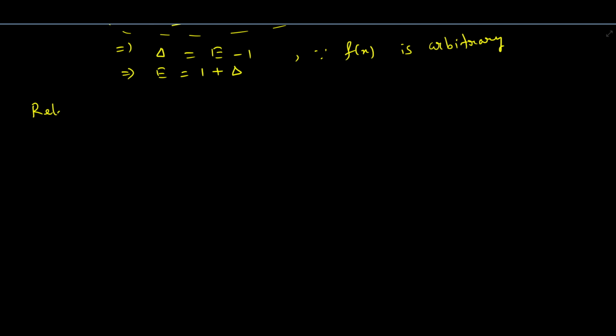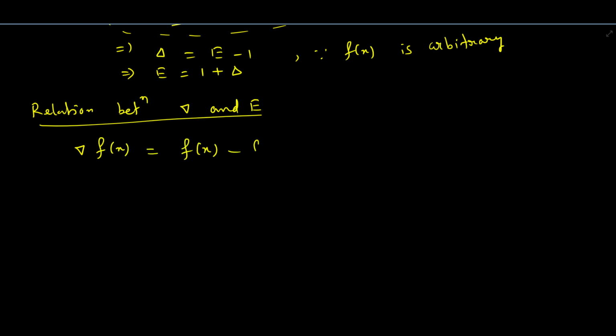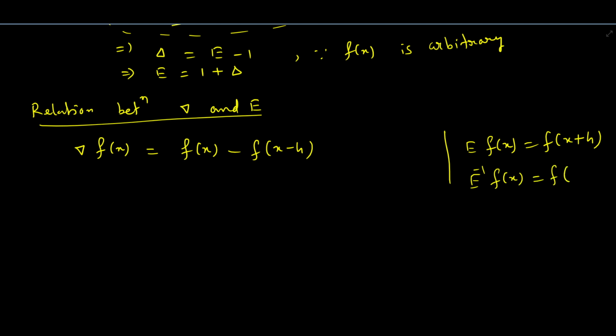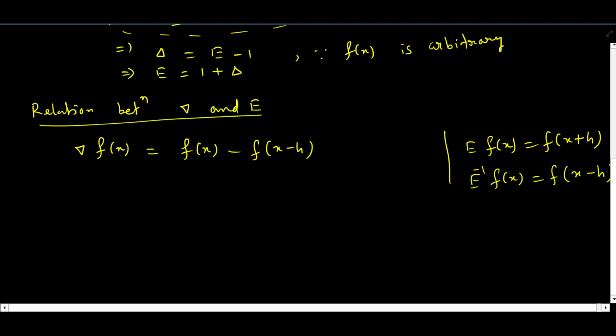Now suppose a relation between nabla and E. So let us try to establish a relation between nabla and E. What is nabla f of x? Nabla f of x is f of x minus f of x minus h. You already know that E f of x is f of x plus h. Then what is E to the power minus 1 f of x? It is f of x minus h, right?